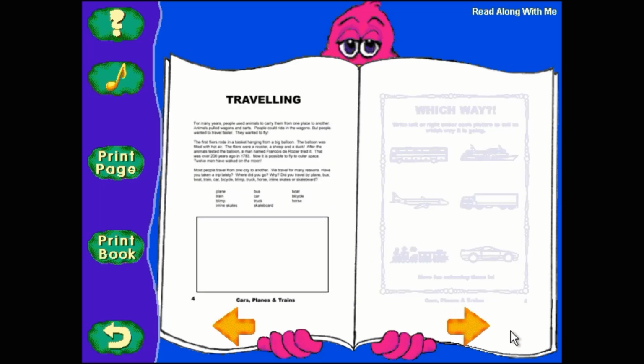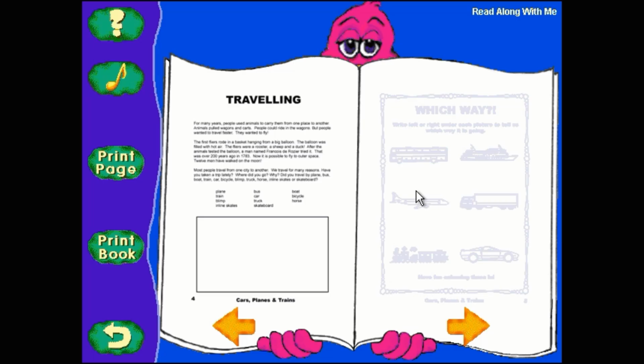Page 4. Travelling. For many years people used animals to carry them from one place to another. Animals pulled wagons and carts. People could ride in the wagons. But people wanted to travel faster. They wanted to fly. The first flyers rode in a basket hanging from a big balloon. The balloon was filled with hot air. The flyers were a rooster, a sheep and a duck. After the animals tested the balloon, a man named Francois de Rozier tried it. That was over 200 years ago, in 1783.